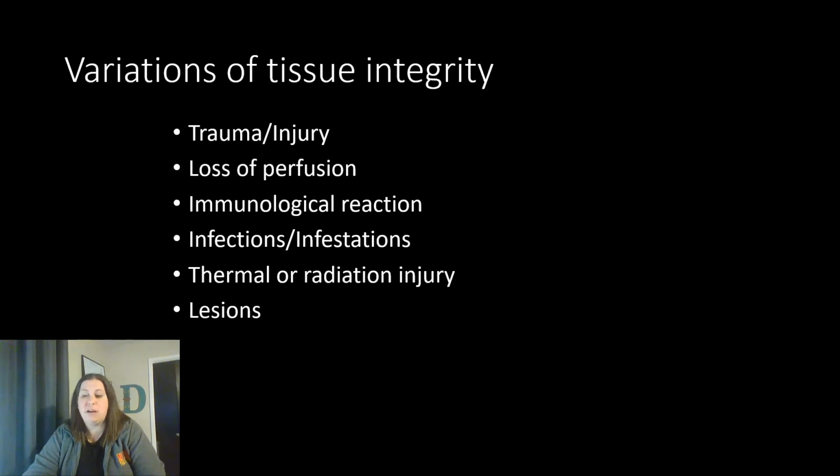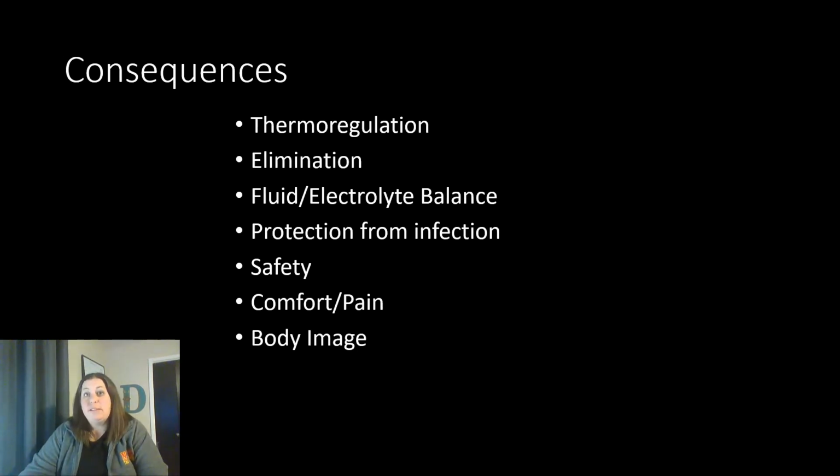we would consider cancerous. Now, what are some consequences when the tissue integrity, especially of the skin or mucous membranes, is compromised? Well, we see that the patient will have an issue with thermoregulation. They'll have a hard time regulating their body temperatures due to the fact that they do not have that outer layer that's protecting them. We also see elimination could be affected.